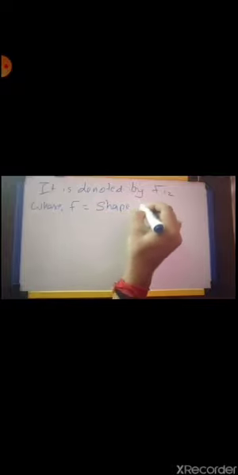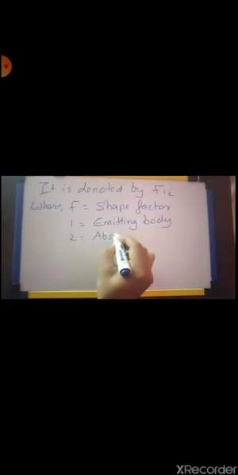It is usually denoted by F12, where F stands for shape factor, the digit 1 represents the emitting body, and 2 represents the absorbing body or the receiving body.